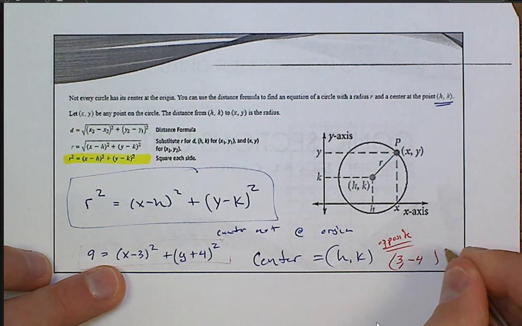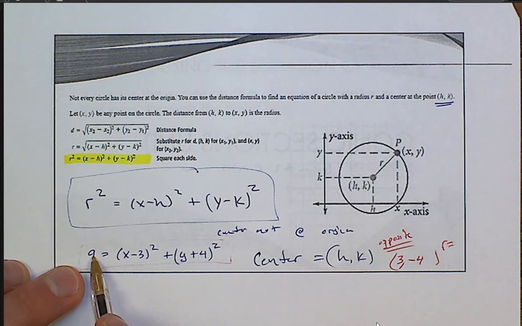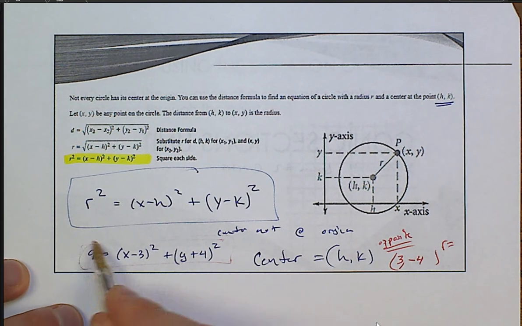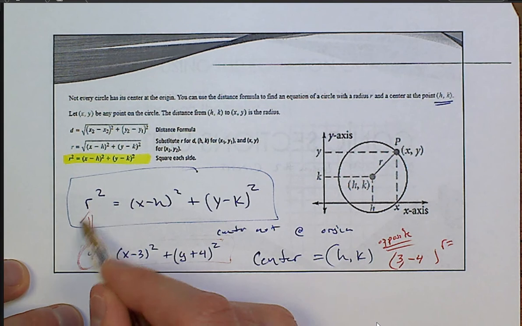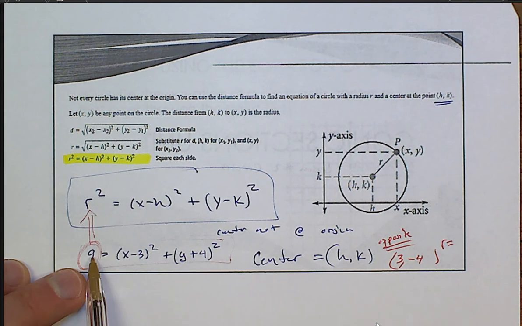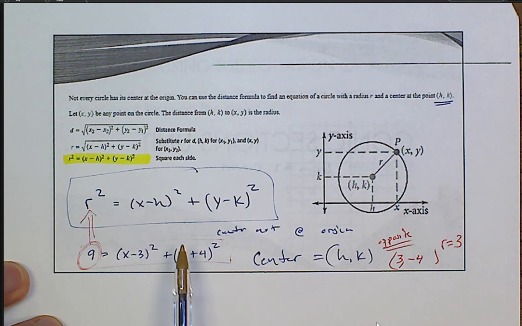My radius, what would your radius be? A lot of students mess this up. This is r squared, right? 9 is r squared, so what would we do to find the radius? Take the square root of that, and we get a radius of 3. So that's how you're going to look at these equations. You're going to be asked to write these equations.